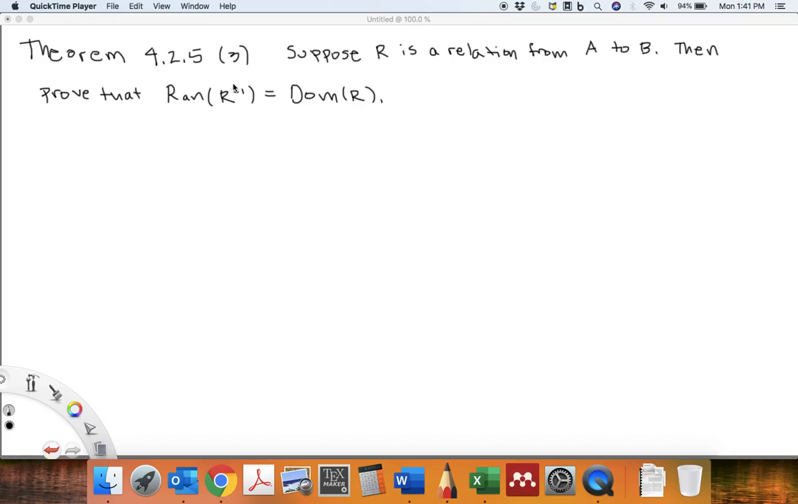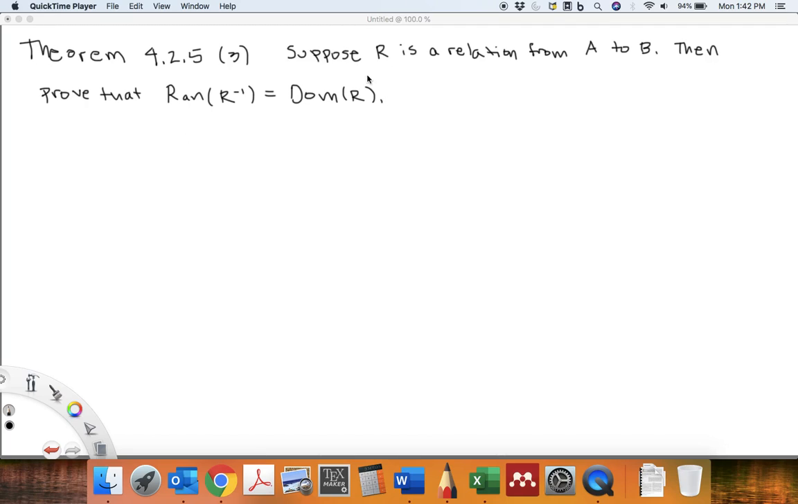Hello. I wanted to do another problem from the reading for this week. This is Theorem 4.2.5, Problem 3. This is one of the left to you as an exercise problems. And again, you've got lots of exercises to do, so I thought I'd give you a couple examples of a proof where you haven't already seen it written down and you can kind of hear someone walk you through it.